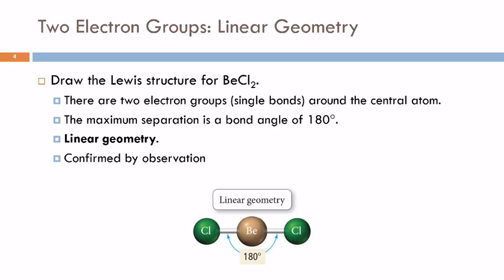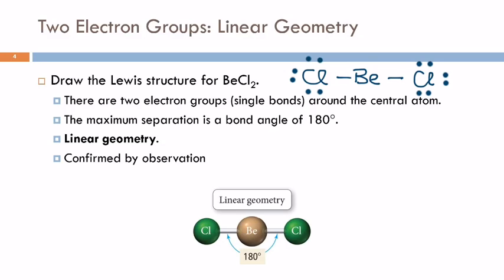Let's look at beryllium chloride. So let's draw the Lewis structure. So we're going to have beryllium, and it's bonded to chlorine on each side. And how many valence electrons do we have to mess around with here? 2 times 7 for the chlorines is 14, and the beryllium has 2, so 16. So I've got 2, 4 already, 6, 8, 10, 12, 14, 16.